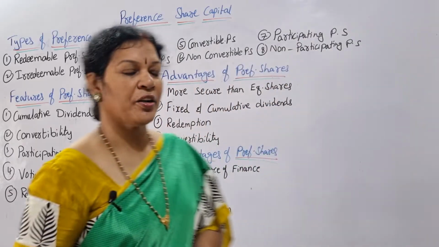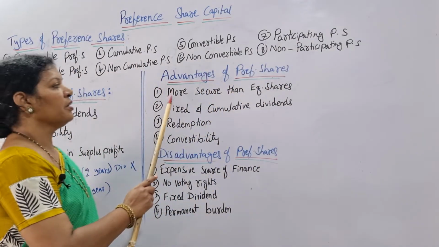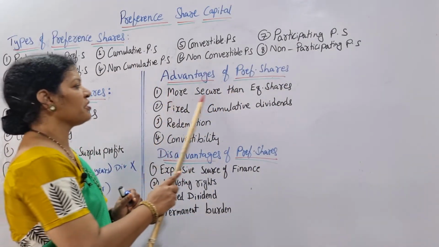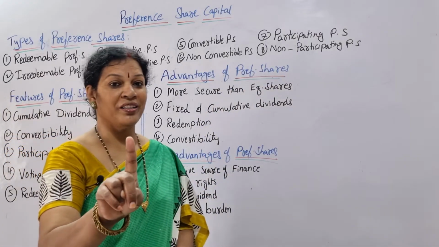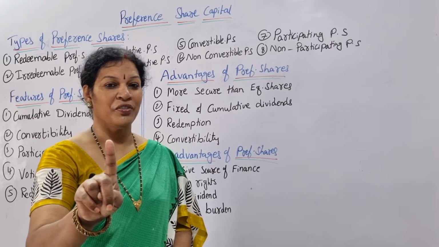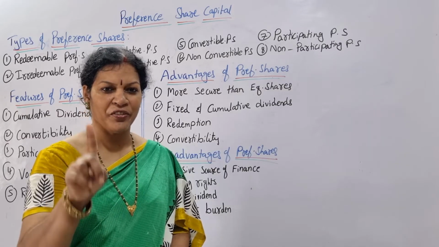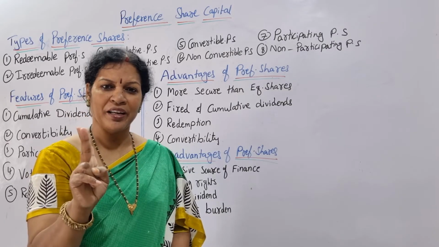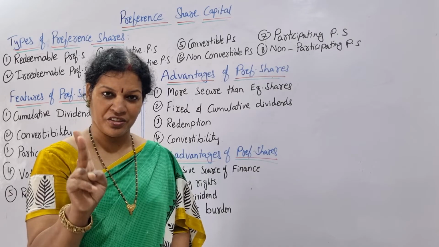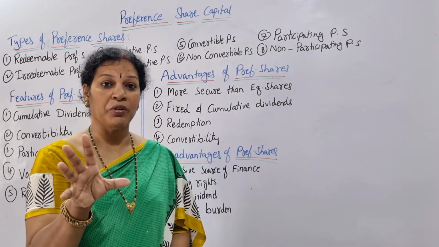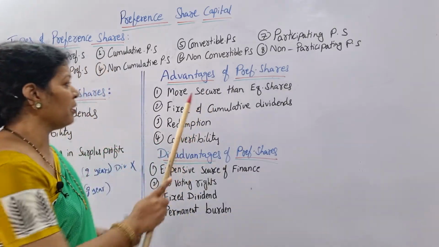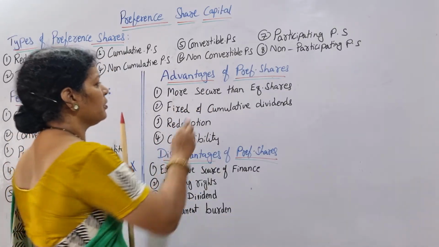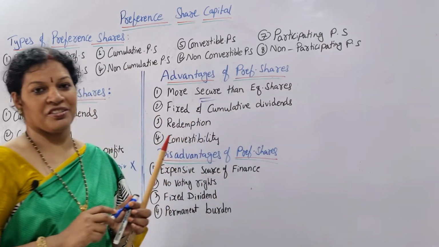Now let's focus on the advantages. Preference shares are more secure than equity shares. Why more secure? I told you 2 points. One is profits: they are eligible to get the dividend, and first preference is given to them. And at the time of winding up, their invested amount is also always safe. That will be paid first. So that is why this is always more secure than equity shares.